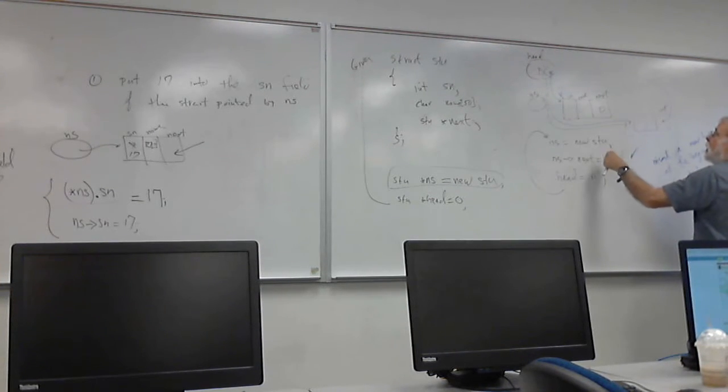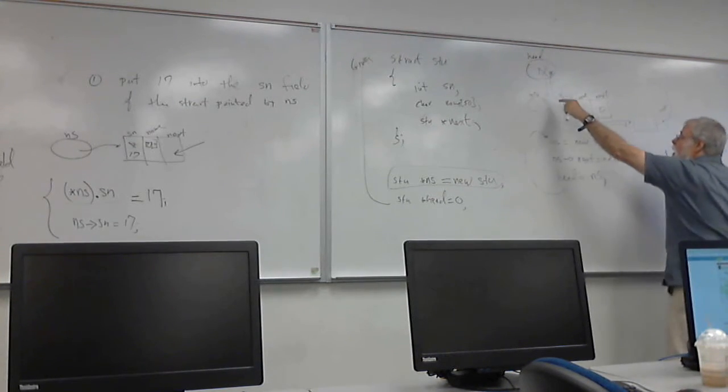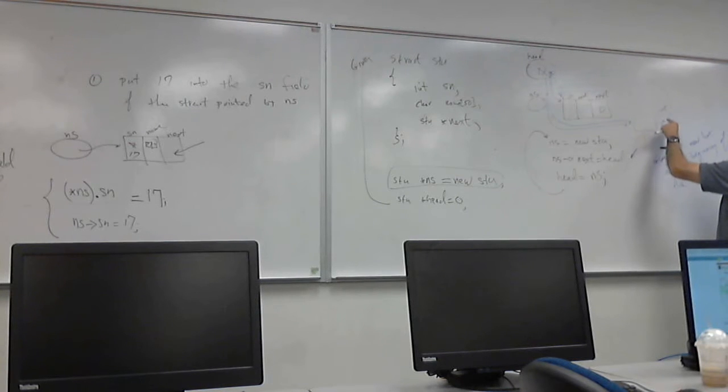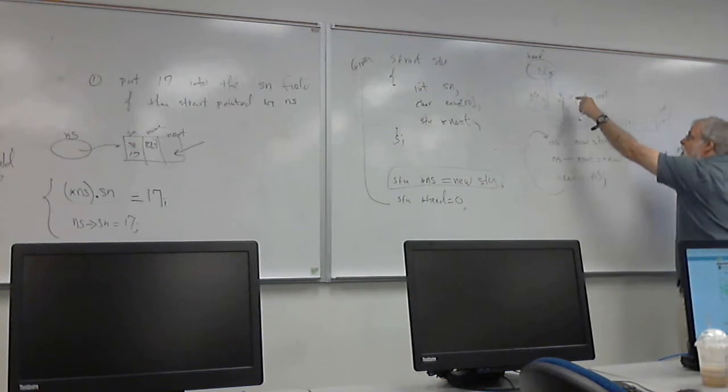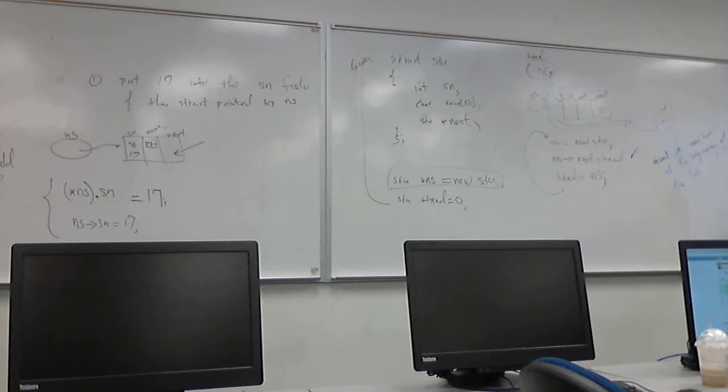So now head has in it the address of the new box, and the next of the new box has the address of what was previously the first box. And then what's in the next here is 0. So each time we carry out these steps, we're inserting another new box at the beginning of the list.